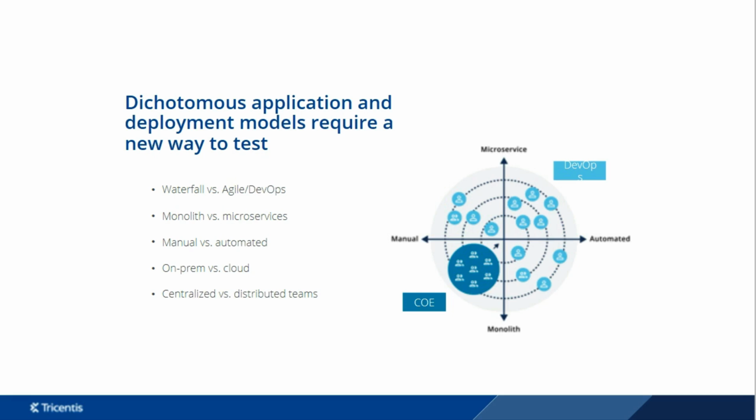And all this on top of hybrid environments. Some of this is on-prem, some of it's going to be in the cloud. And they need to be able to manage both deployment models and run their testing requirements regardless of where those applications live. And all this is done typically and traditionally by a centralized center of excellence team for performance engineering.